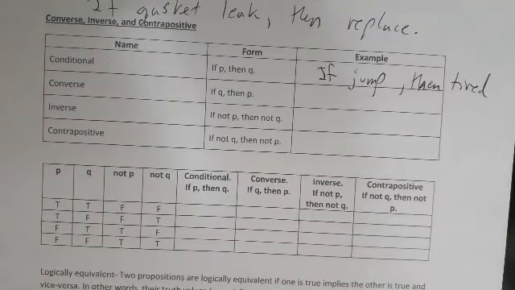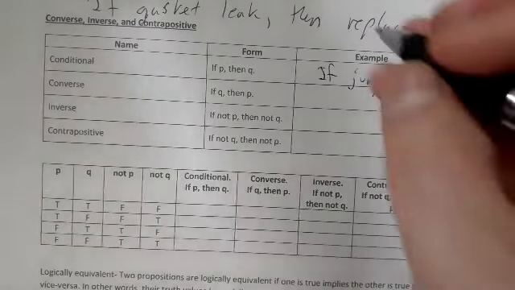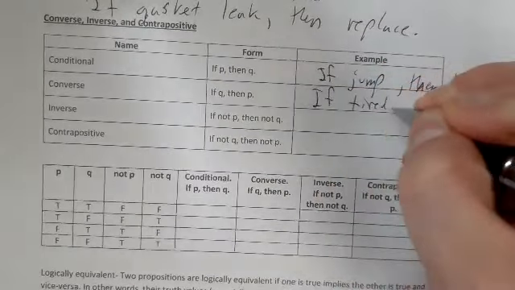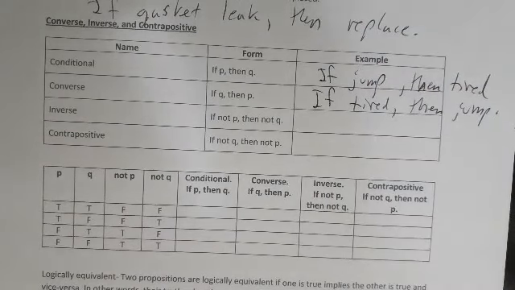Converse would say something like if Q then P. So we want to change those things around. So if you're tired, then you jump. So maybe compare that to the original thing. The first thing says if you jump up and down, you'll be tired. The next thing says if you're tired, then you jumped. And so I want you to think, does that really say the same thing?